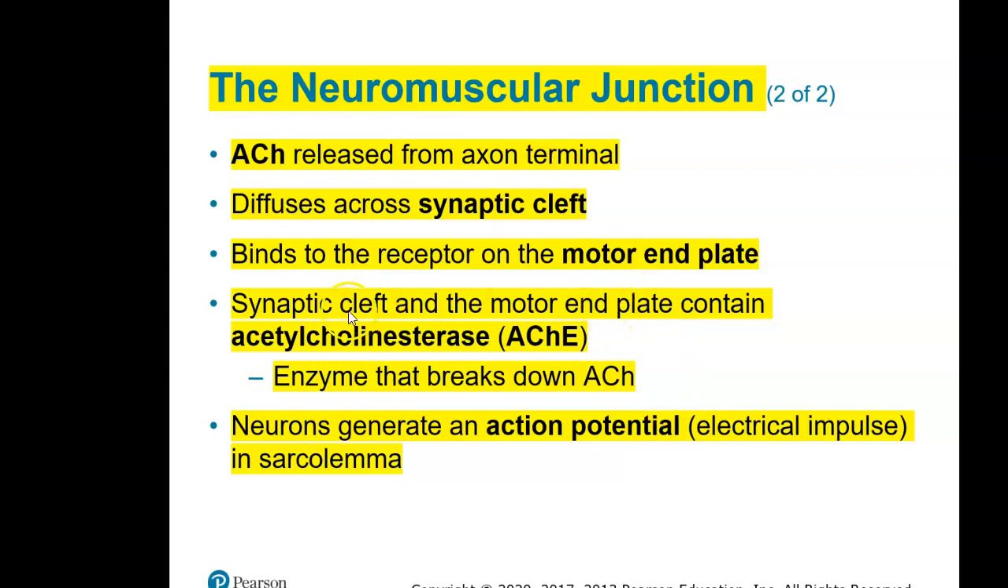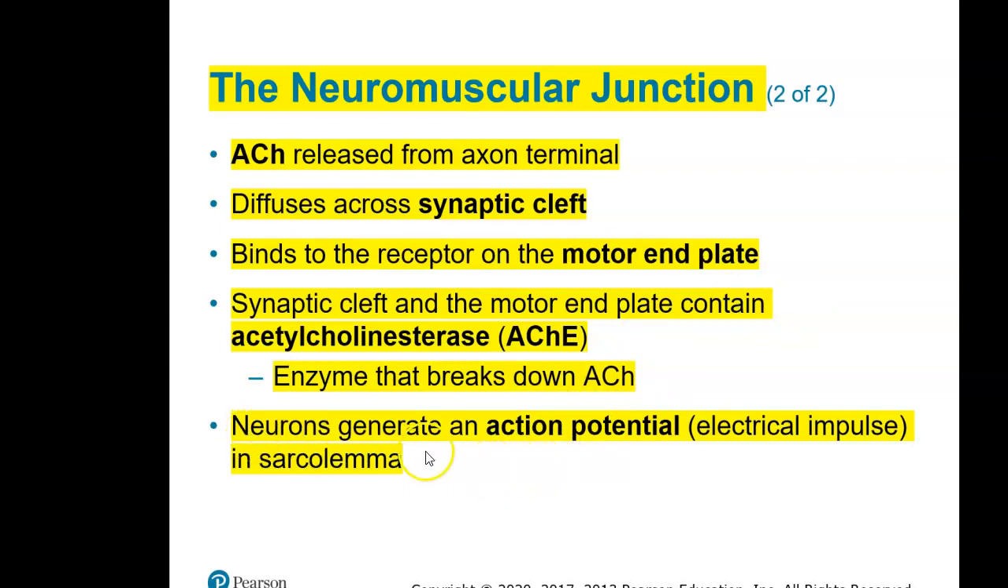Now, the enzyme acetylcholinesterase, AChE, is going to break down acetylcholine so it doesn't keep on stimulating the muscle to contract. So it's going to break it down so that it goes back into the motor neuron and doesn't continue to stimulate the muscle, okay? So that's why that's in here. The acetylcholinesterase is the name of the enzyme that breaks down acetylcholine. If it doesn't break it down, acetylcholine is just going to keep binding to receptors, and the muscle won't stop contracting. And that can be very, very bad too.